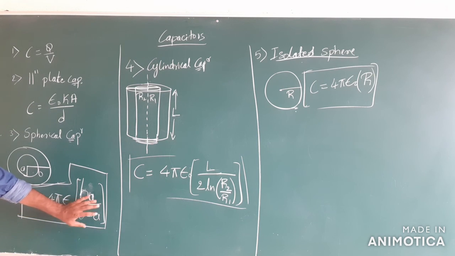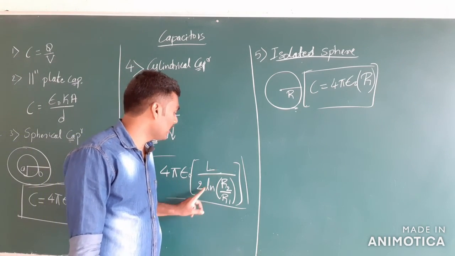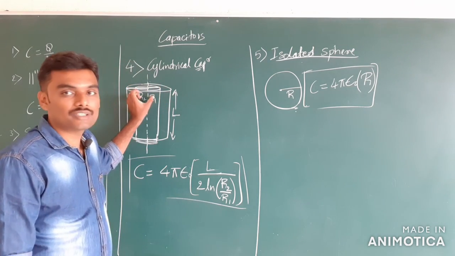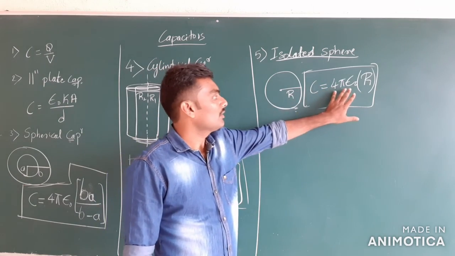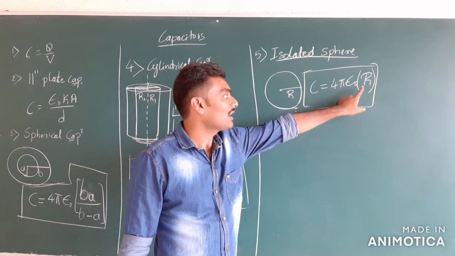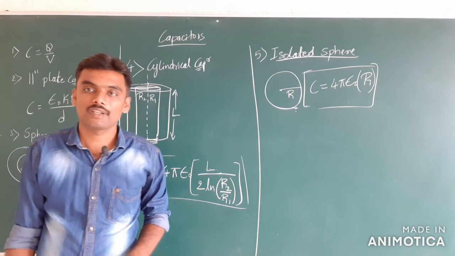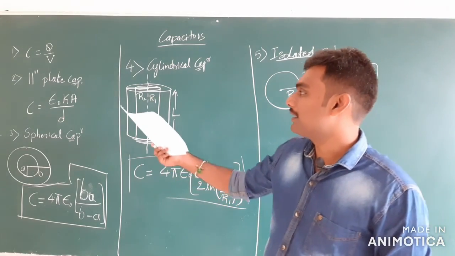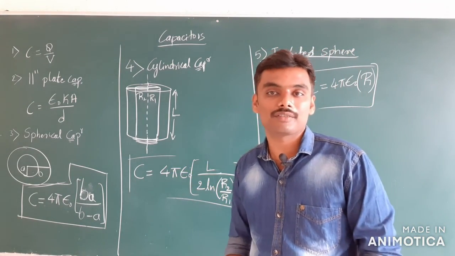Along with 4 pi epsilon naught, for spherical capacitor you have BA by B minus A. For cylindrical capacitor you have L by 2 ln R2 by R1, R2 the radius of the bigger cylinder, R1 the radius of the smaller. And with 4 pi epsilon naught common, R is the only term you get for an isolated sphere. Clear? From now onwards we will take the discussion ahead with parallel plate capacitor with different combinations. Let's see.